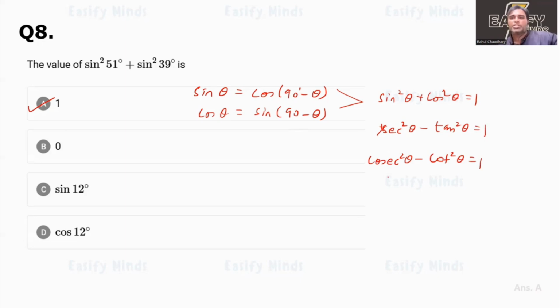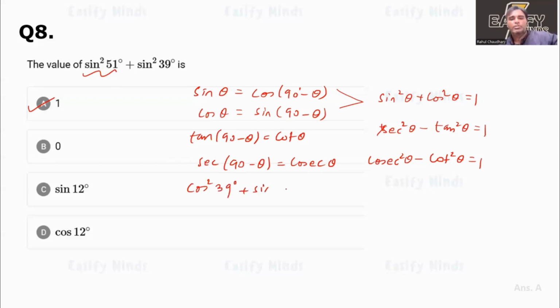They are complementary angles of each other. Secant complementary is... no, sorry. Tan complementary is cot. Tan 90 minus theta is cot theta. And secant complementary is cosec. Clear? So this I can write as cos square 39, 90 minus 51, plus sine square 39. Angle became same. Cos square theta plus sine square theta equals 1. Option A.